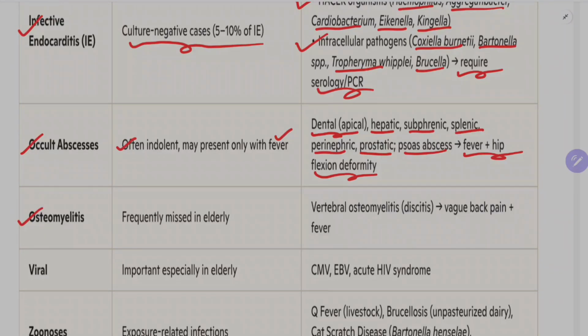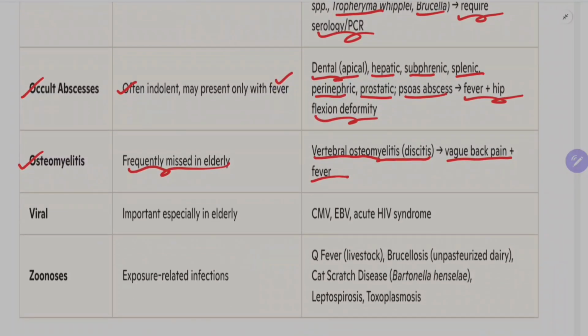Then osteomyelitis is in the limbs. This is frequently missed in the elderly, particularly vertebral osteomyelitis and discitis. They will have vague back pain plus fever, mainly in the elderly. Okay, so that's about chest, abdomen, and limbs.